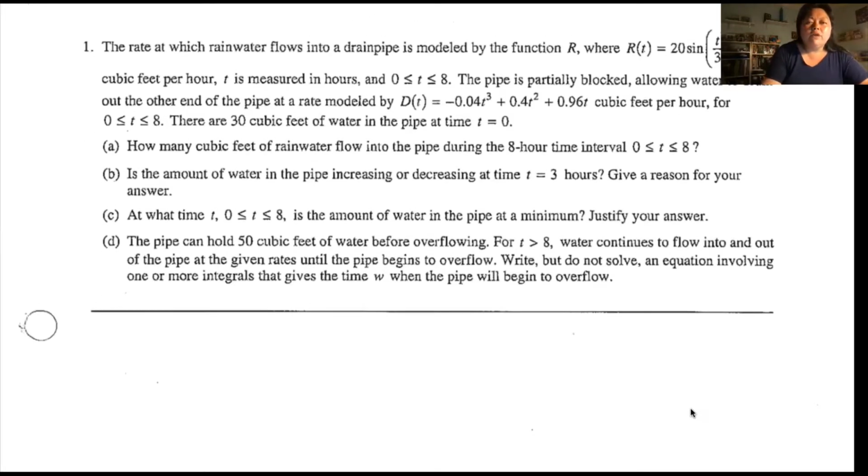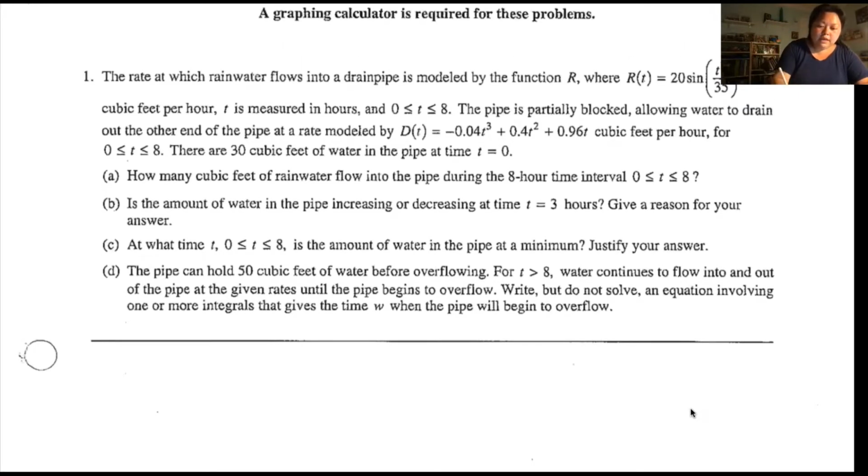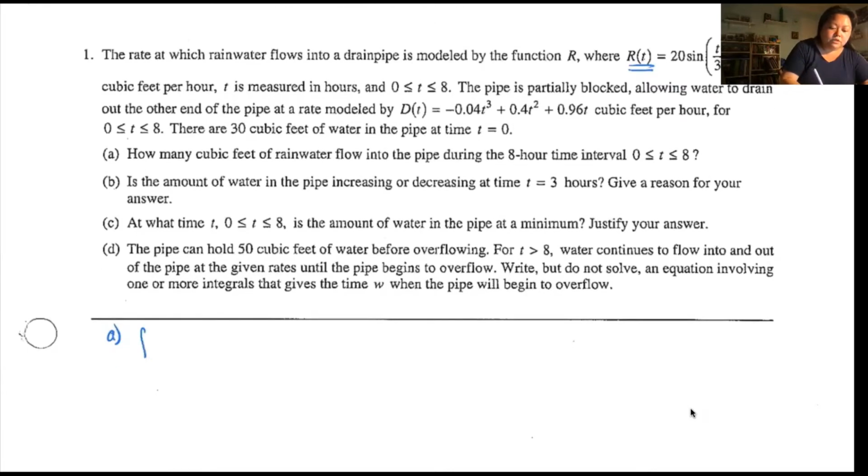Part A: how many cubic feet of rainwater flow into the pipe during the 8-hour time interval between 0 and 8 hours? So we want to know how much rainwater flows into the pipe. It doesn't matter how much we started with. We just want to know how much is flowing in between 0 and 8 hours. So the only function we're looking at is r of t, because that's the rate at which the water is flowing in. So for part A, it is simply finding the integral from 0 to 8 of r of t dt, which is the integral from 0 to 8 of 20 sine of t squared over 35 dt.